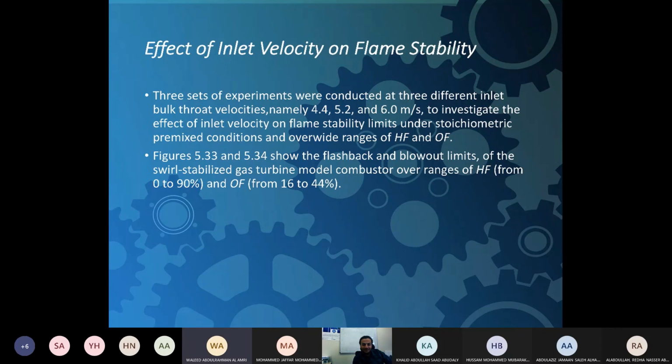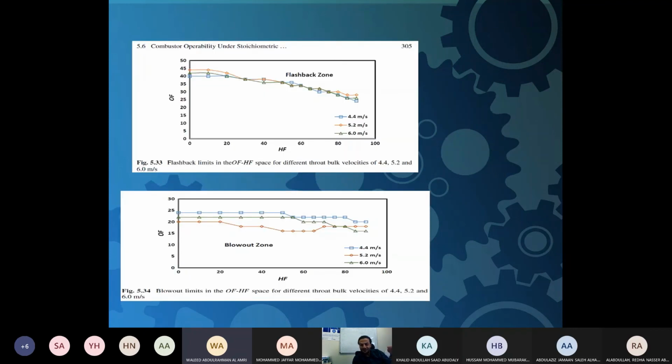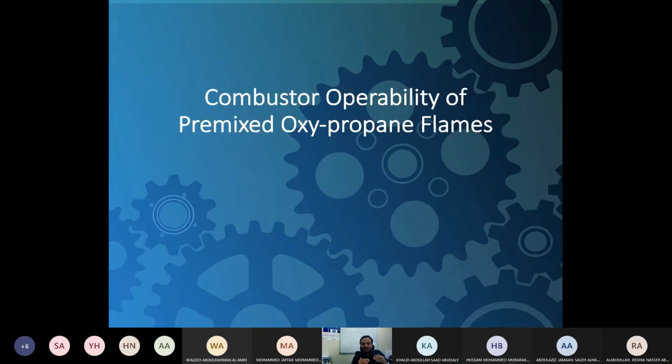Next topic is the effect of inlet velocity on flame stability. Sorry, Walid, again. This part is also about the effect of velocity and Reynolds number. This is something related to the turbulence and how we can make a perfect match between the flow field and the reacting field so that we can get a more stable flame. This is much deeper into research.